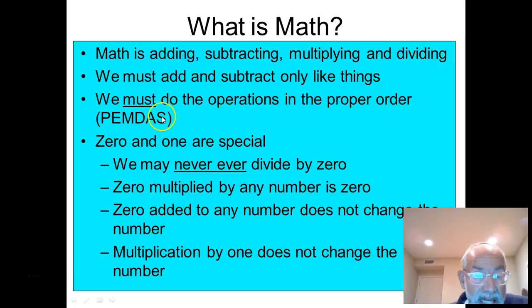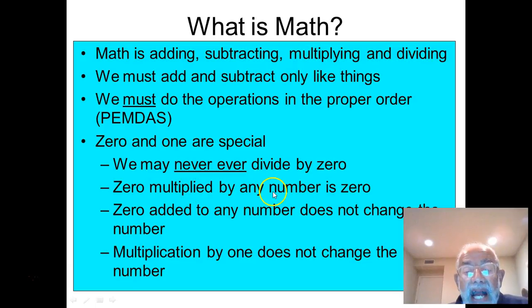So we'll talk about that in a few minutes. But now, also keep in mind that 0 and 1 are very special numbers. We may never, ever divide by 0. This will become a very critical issue when we talk about calculus. How do we get around the problem of not being able to divide by 0?